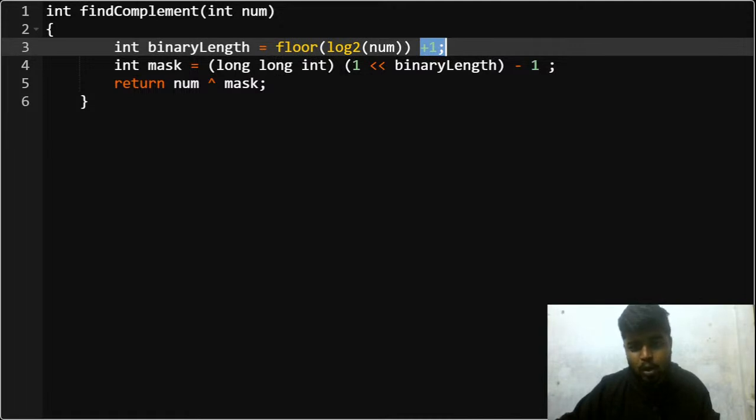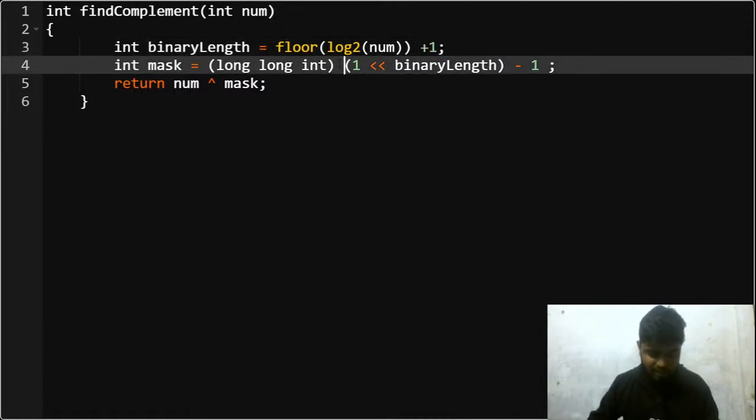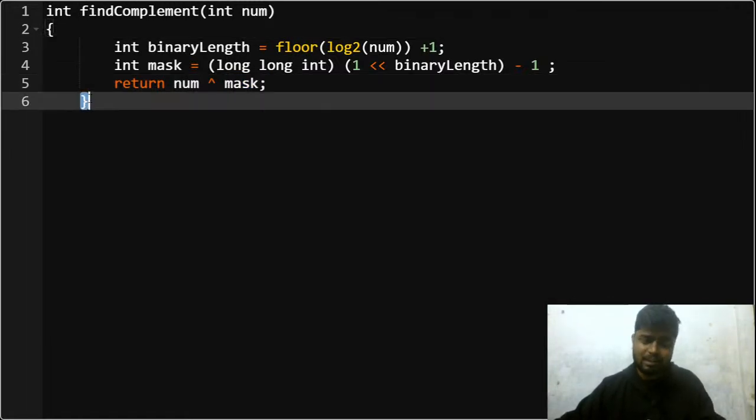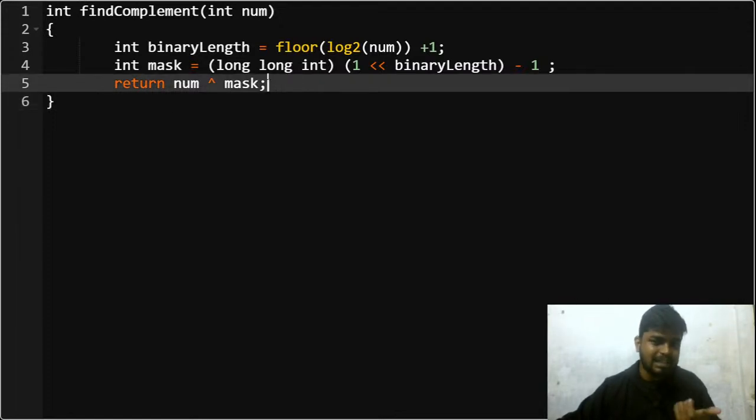After that, I do nothing but 2 to the power length, right? And I subtract 1 from it, so I get the mask. And simply, I told you I'll be XORing, so this mask is nothing but all the bits being 1 compared to this particular number, and I do num XOR mask, and I'll get the final answer, right? Is this much part clear to everyone? For this program, the answer will be the flipped value of the actual number that has been given to me, right?